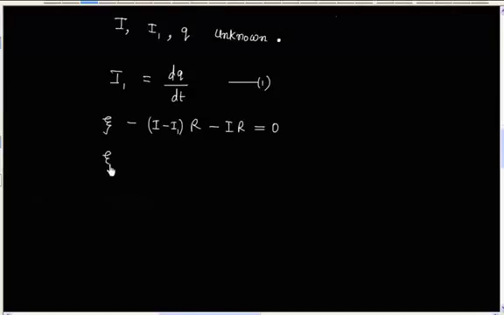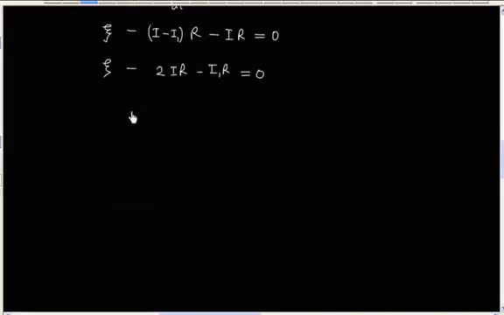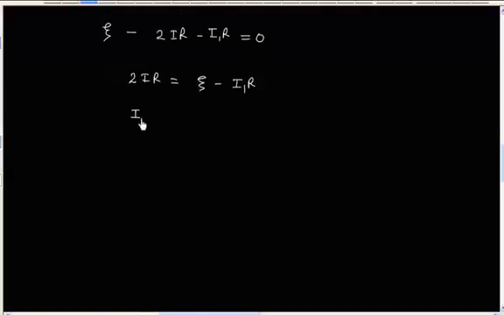We can write the same equation, ξ minus 2IR minus I1R equals 0. Or from here we can write 2IR equals ξ minus I1R, or I equals (ξ minus I1R) divided by 2R. So let us say this is equation 2.